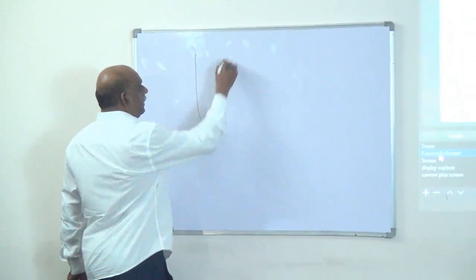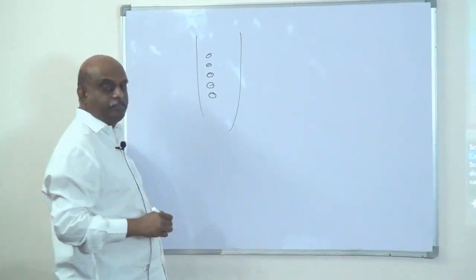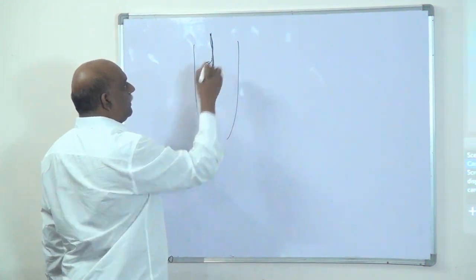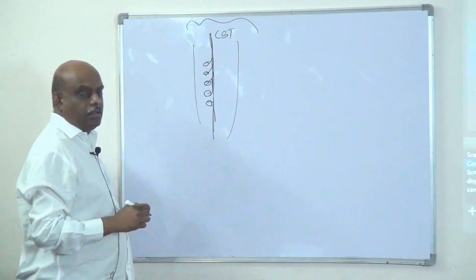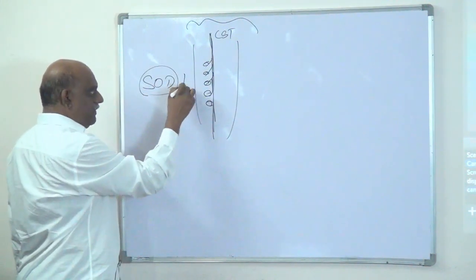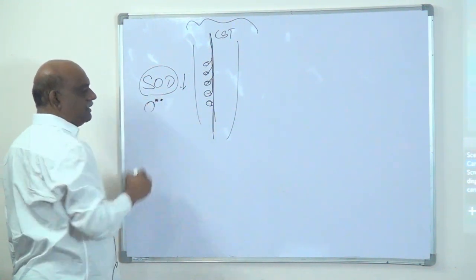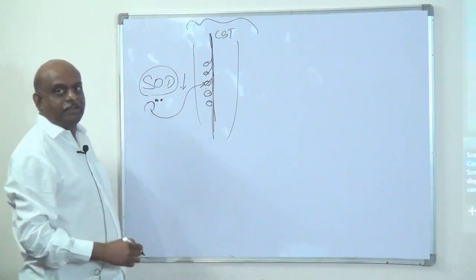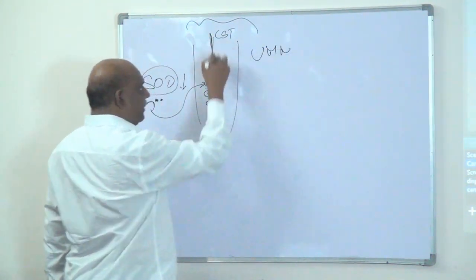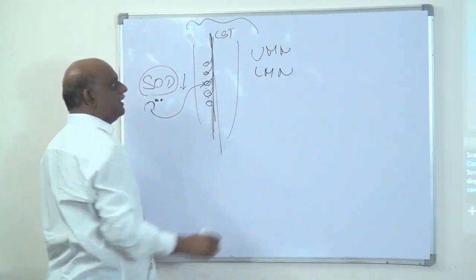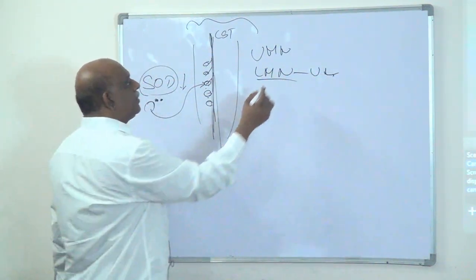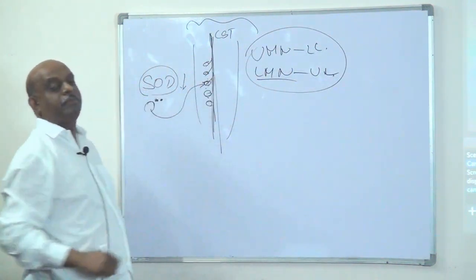So what is the fundamental problem in case of motor neuron disease? In the spinal cord, you have anterior horn cells, and there is a pyramidal tract descending from the brain called the corticospinal tract. When there is a superoxide dismutase deficiency, oxygen free radicals injure the anterior horn cells and also the pyramidal tract. That's the reason you have UMN features, because of pyramidal tract involvement, and because of anterior horn cells you have LMN features. But upper limbs will show the LMN features, and lower limbs will show the UMN features in motor neuron disease.